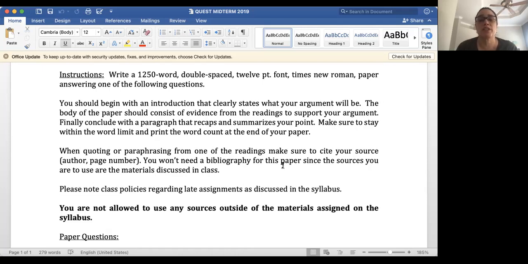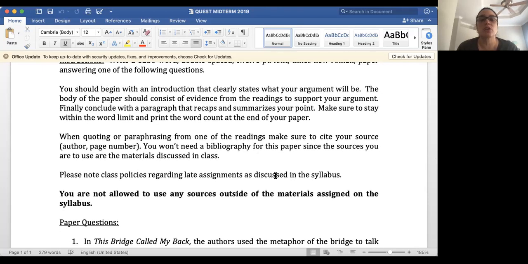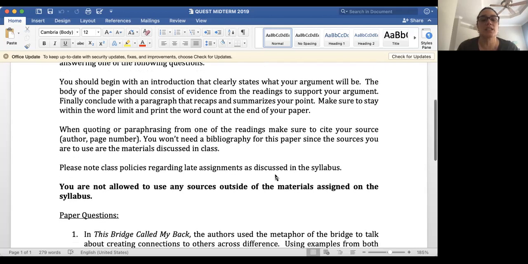When quoting or paraphrasing from one of the readings, make sure to cite your source with what we call the parenthetical citation, where you write just the last name of the author, comma, and the number of the page that you got the quote from, okay? You won't need a bibliography or works cited page for this paper, since the sources you are to use are the materials discussed in class.